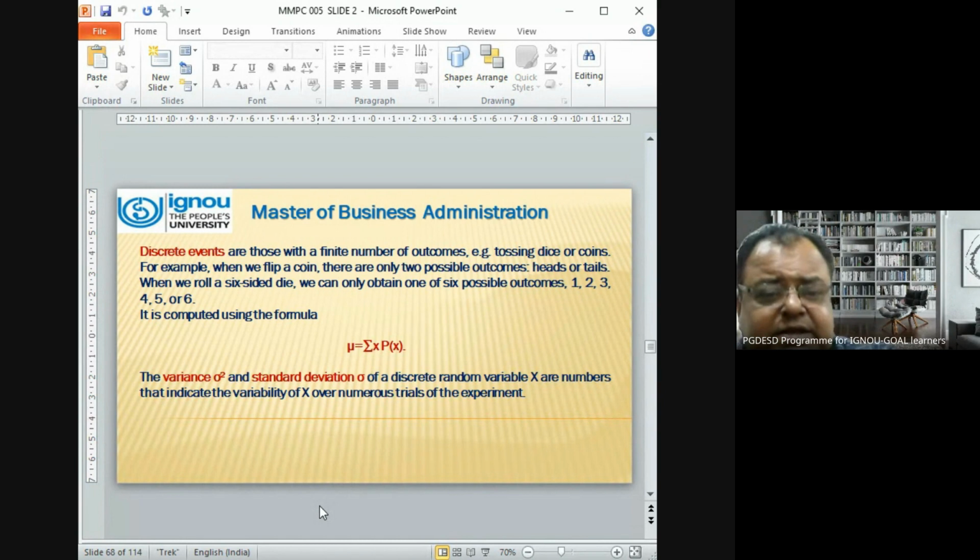Correct? The mean is computed by using the formula mu is equal to summation x into p(x). Now we will see what all this means. The variance is denoted by sigma square and standard deviation is denoted by sigma of a discrete random variable x. They are numbers that indicate the variability of x over numerous trials of the experiment.